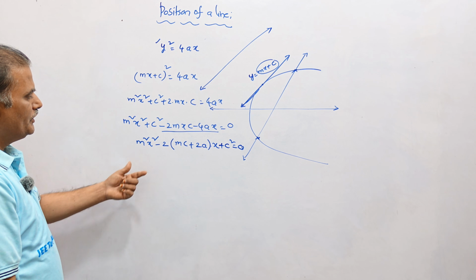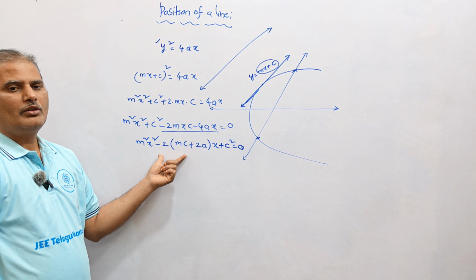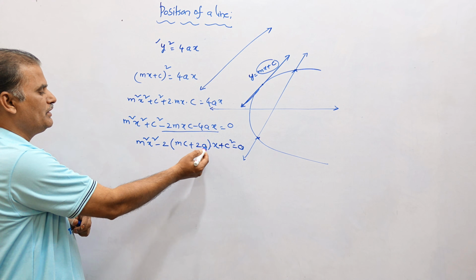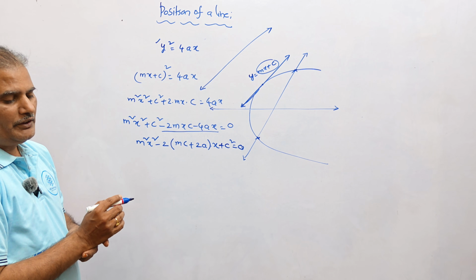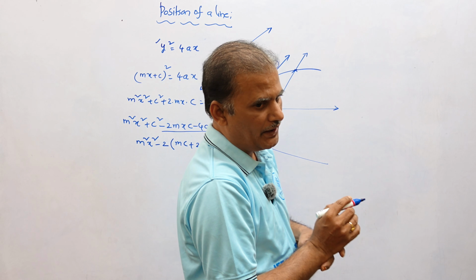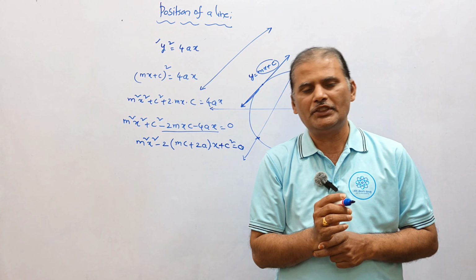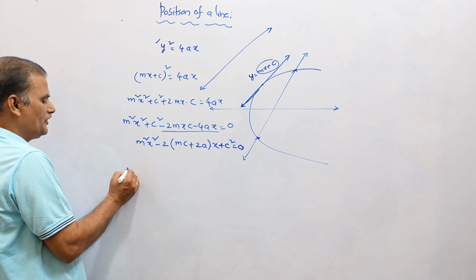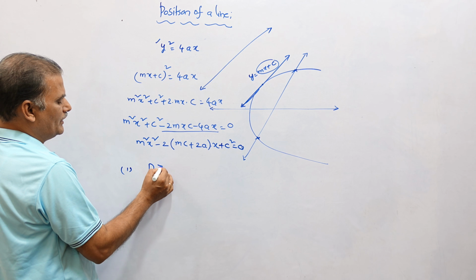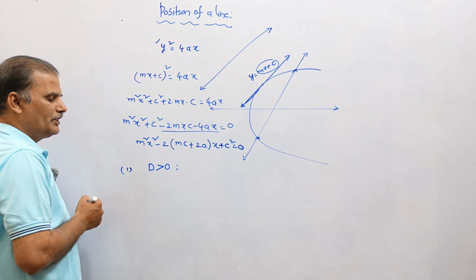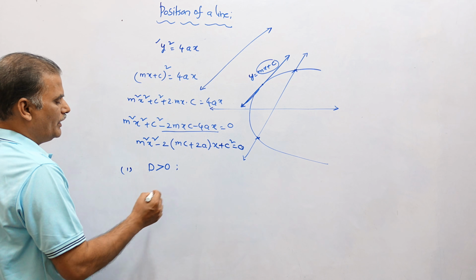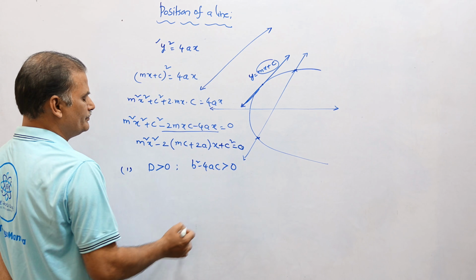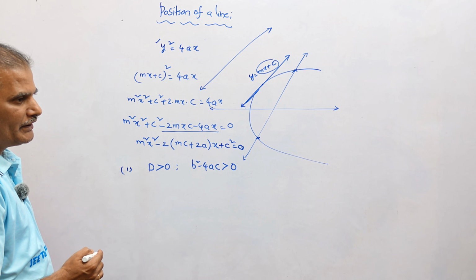Now, it seems to be a quadratic equation, ax square plus bx plus c is equal to 0. Any quadratic equation, if x is real, depends on the discriminant of the given equation. Now, if I take the first condition, discriminant D greater than 0. What is the discriminant? b square minus 4ac greater than 0.